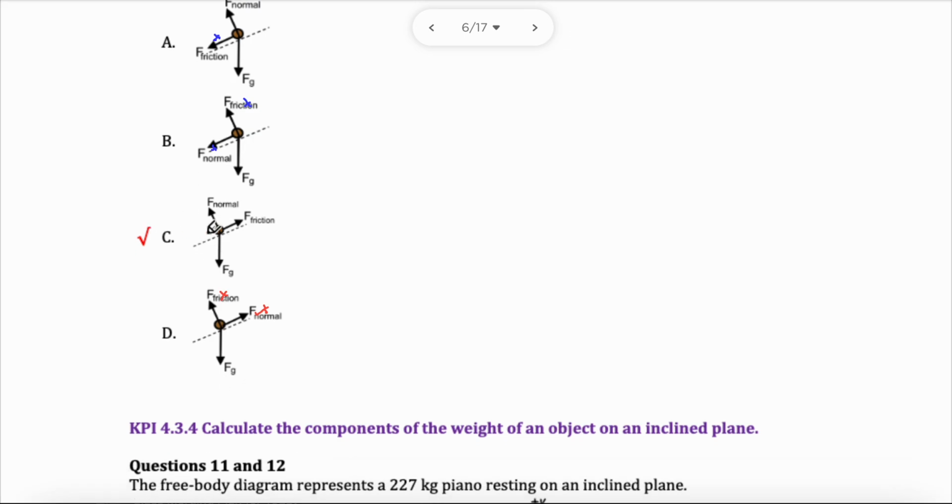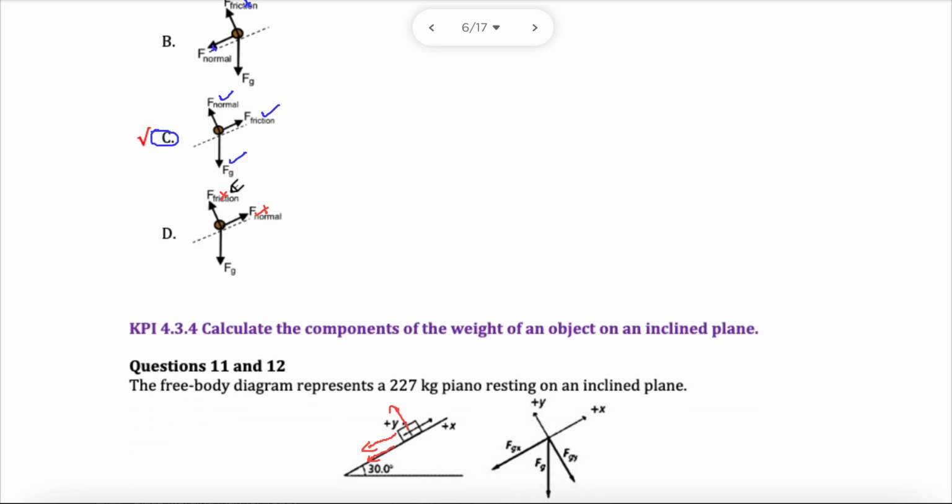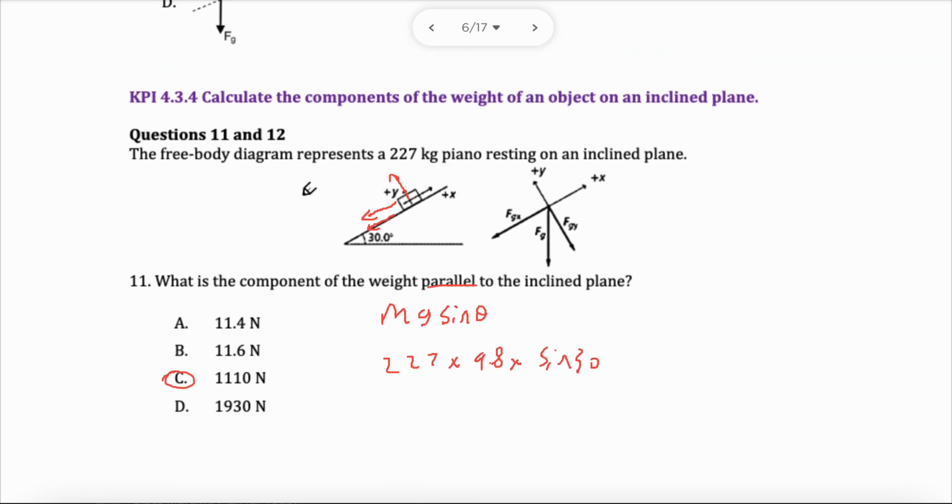And I have revealed the answer somehow. So in this case here, the normal is pointing up. Friction is in the opposite direction. Gravity is down. This is good. This is wrong because these two are wrong. Very nice. Over here, let's check this one.